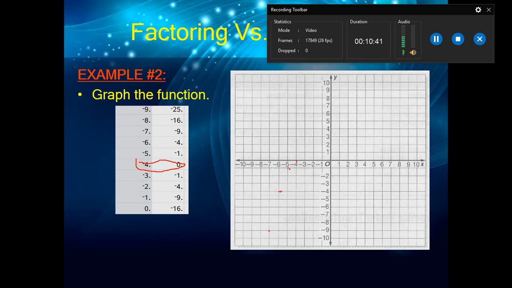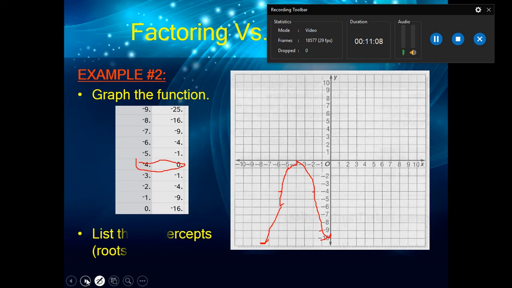We're going to go the other way now. So (-3, -1), (-2, -4), and (-1, -9). So this parabola opens down like an umbrella. We're going to try to create a smooth curve here. Arrows. And an arrow. Don't forget your label, so put your quadratic function right on the graph. And we want to list the x-intercepts, which are our roots. We can see right here it only crosses at (-4, 0). So the root is, oh, this should be negative 4.